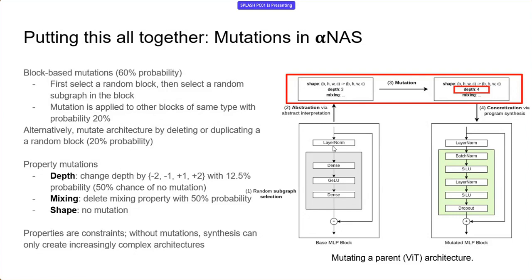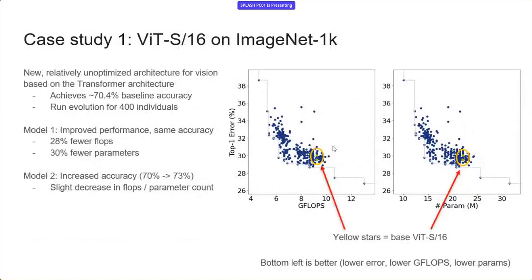And finally, I want to point out that the depth and mixing properties are actually one-sided constraints on the synthesis process. So for instance, if any subgraph is depth 2 or greater, we'll satisfy the depth property of 2. And this means that during mutations, we need to relax the constraints, otherwise synthesis can only create increasingly complex architectures.